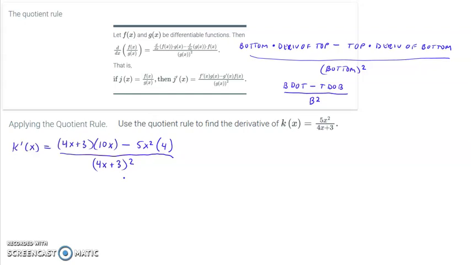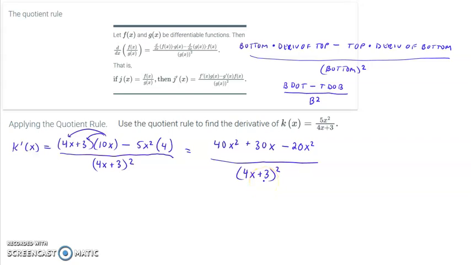Right, and let's go ahead and simplify what we've got. I'm going to distribute on top and multiply this 10x times each of these terms. So 10x times 4x will give us 40x squared. 10x times 3 will be 30x. And then we are subtracting the 5x squared times the 4, which will be 20x squared. And I'm going to leave the denominator just like we see it, the 4x plus 3, that whole piece squared.